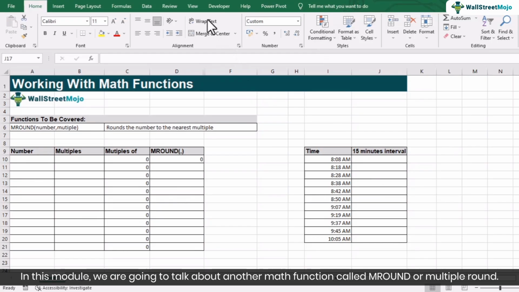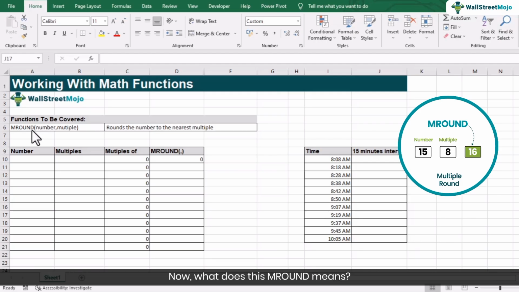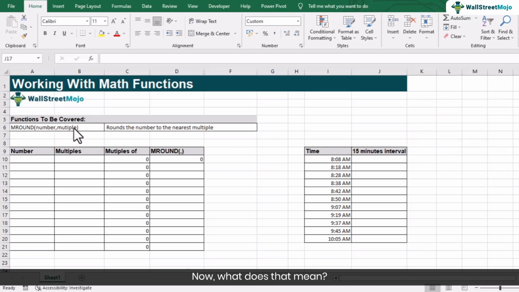In this module, we are going to talk about another math function called mRound or multiple round. Now, what does this mRound mean? It rounds a number to its nearest multiple. Now, what does that mean? Let me give you an example.